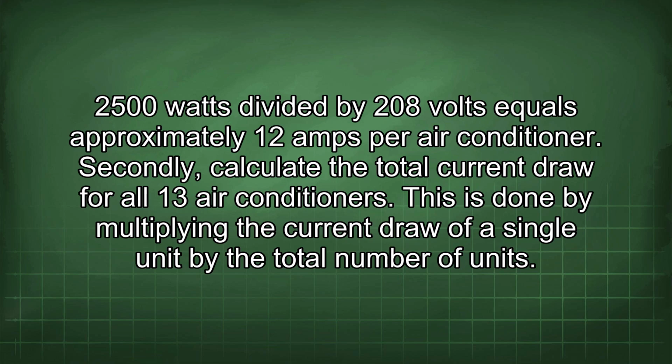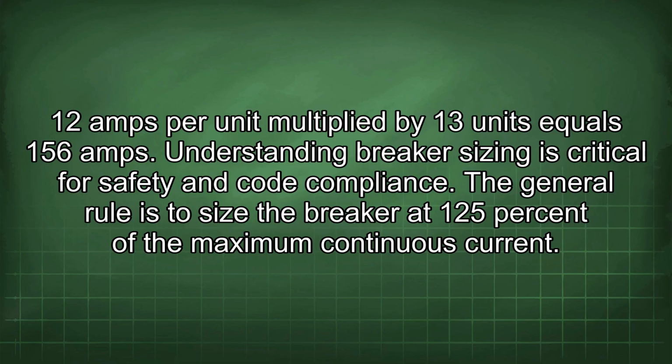Secondly, calculate the total current draw for all 13 air conditioners. This is done by multiplying the current draw of a single unit by the total number of units. 12 amps per unit multiplied by 13 units equals 156 amps.